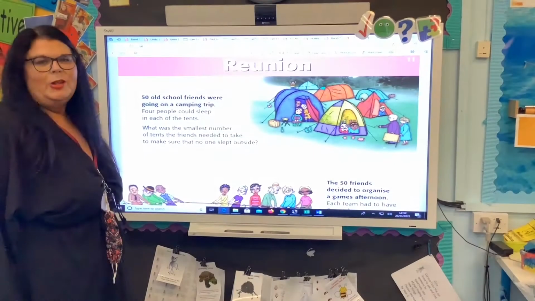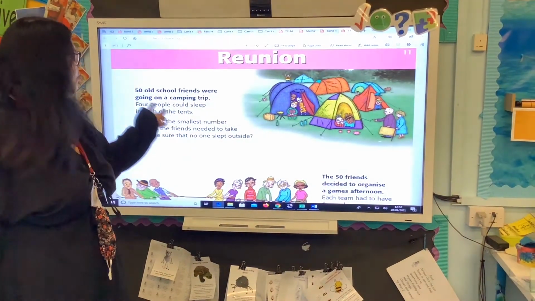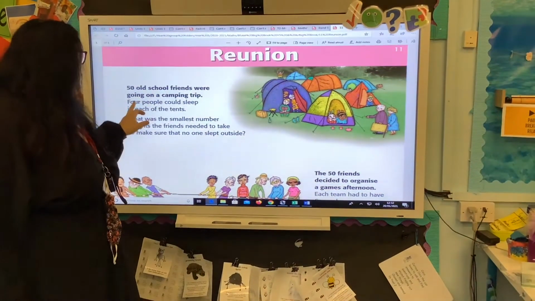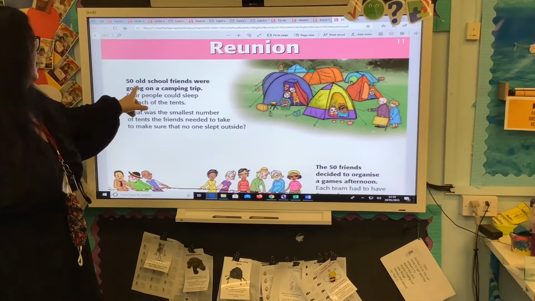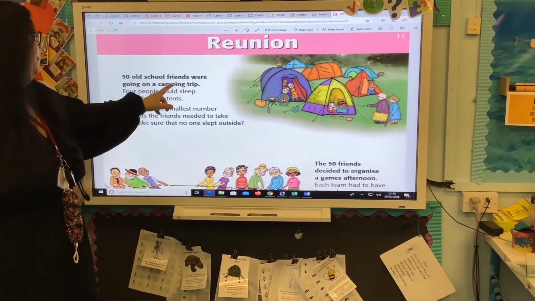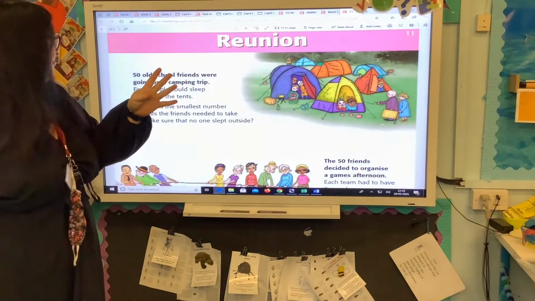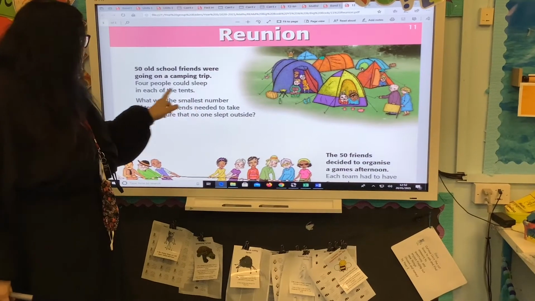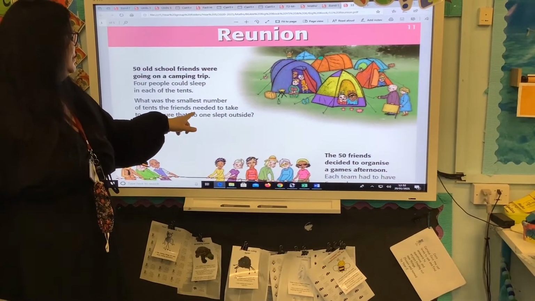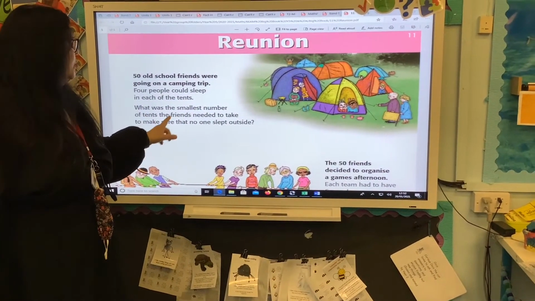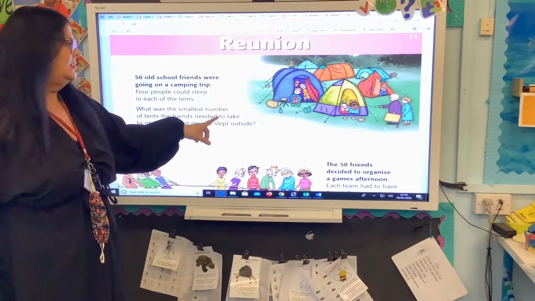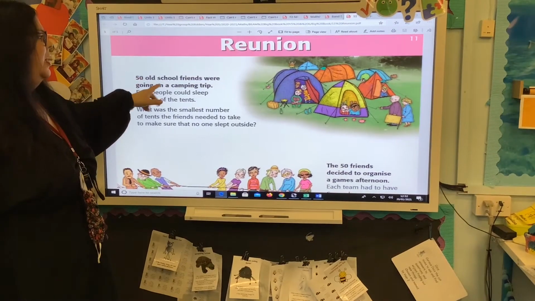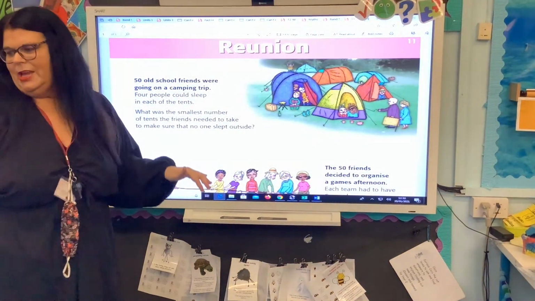Right, so now we're going to put our division knowledge into some word problems. This problem is called reunion. Here's our first problem. 50 old school friends were going on a camping trip. 4 people could sleep in each of the tents. What was the smallest number of tents the friends needed to take to make sure that no one slept outside? So the key numbers are that there were 50 people and 4 can go in each tent.